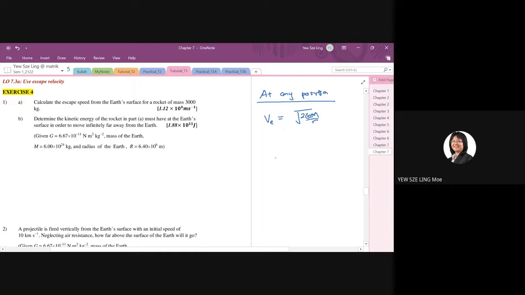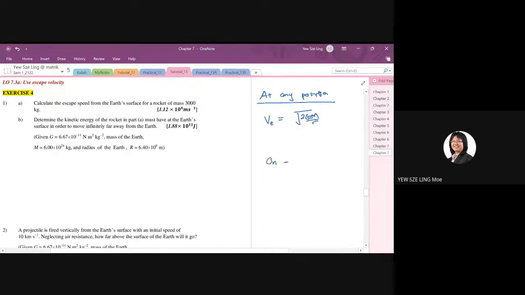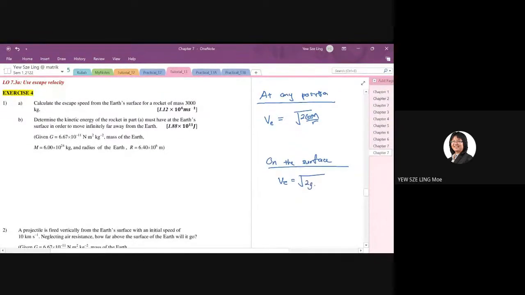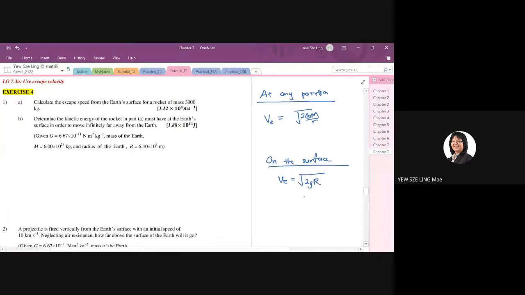All right, so another one is on the surface. So on the surface, the equation that we're going to use is straight away v_E equals square root of 2gR. So again, if you look at these equations, they all use the information from the point mass.